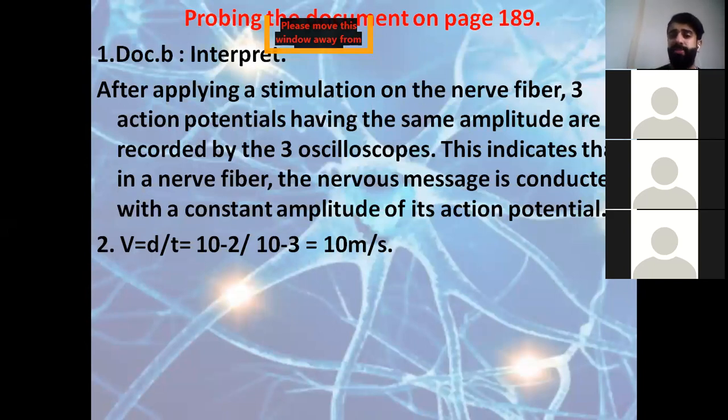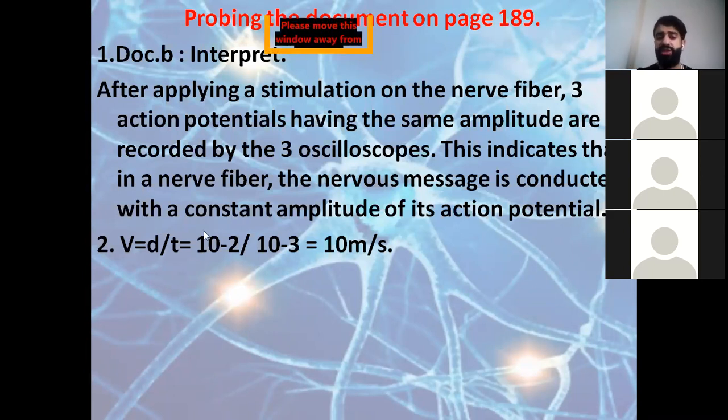So after applying a stimulation of the nerve fiber, 3 action potentials of the same amplitude were recorded by the 3 oscilloscopes. What does this indicate? This indicates that in the nerve fiber, the nerve message is conducted with constant amplitude. So the amplitude of the action potential is the same. All of them have the same.